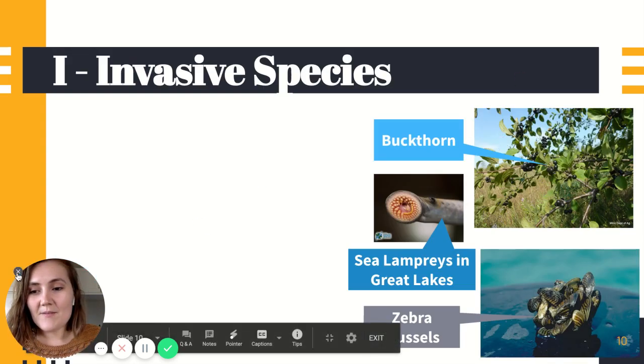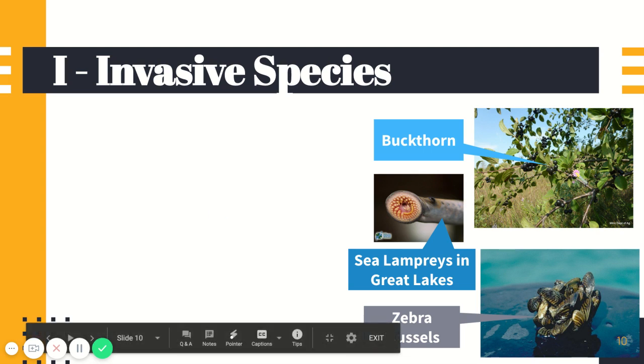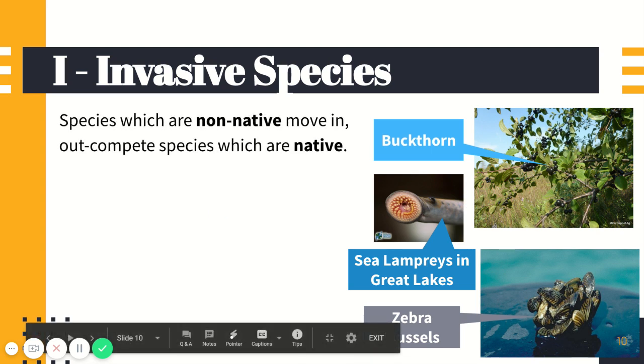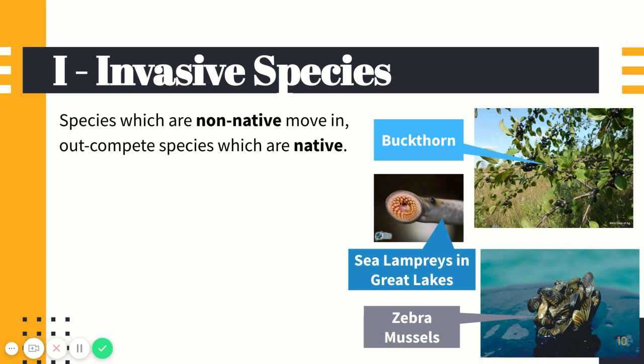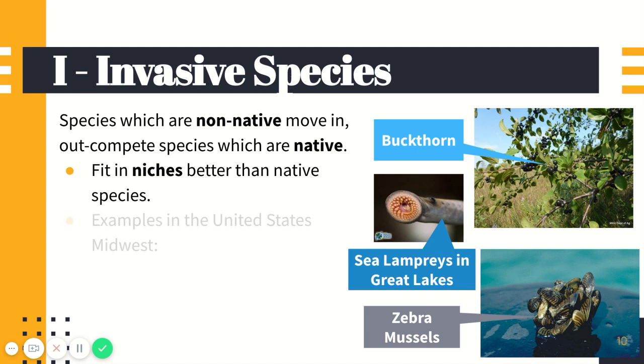All right, invasive species. I'm going to hide myself here. Invasive species, what this means is species which are non-native move into an area or region and they outcompete the species which are native to that area. So that means that they have originated in that area. Invasive species have come from somewhere else. So what happens is these invasive species are fitting into the niches better than the native species are, which is why they're becoming more successful in that environment.